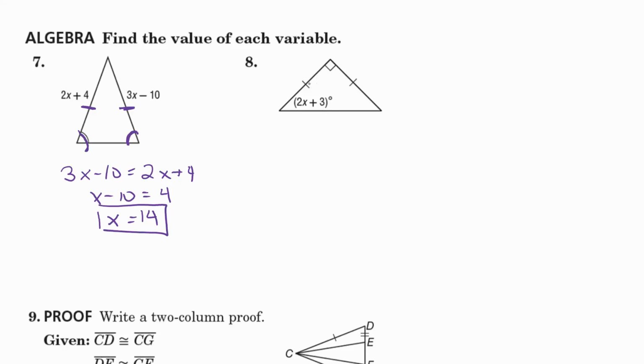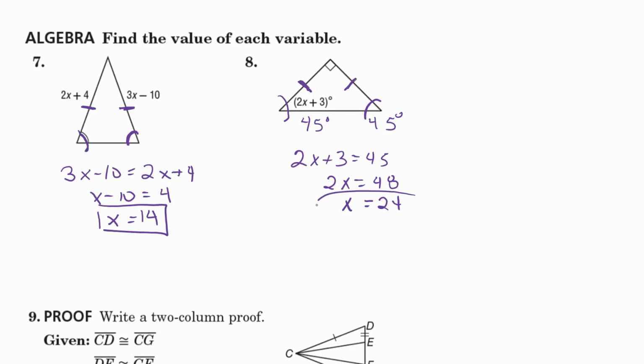For number 8, we're told that these 2 sides are congruent. So by the isosceles triangle theorem, we know these 2 base angles are congruent. So if they are congruent, I can divide 90 by 2 and I get each one of these are 45 degrees. So 2x plus 3 equals 45. 2x equals 48. And x equals 24.